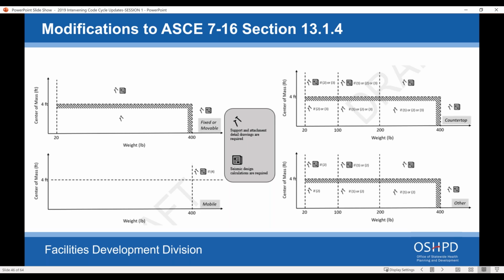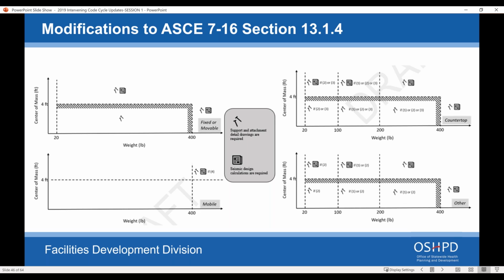So for example, if you look at the top figure on the left, it says fixed or movable equipment. Then if the center of gravity of that equipment is below 4 feet, you only need to anchor and brace that equipment. If the center of gravity is above 4 feet, and your weight is less than 400 pounds, then you need to also provide supporting calculations.